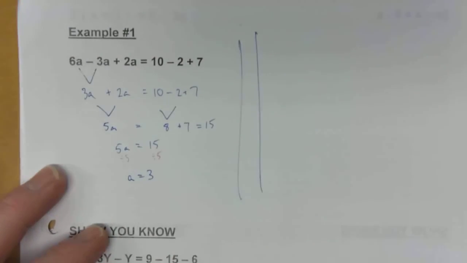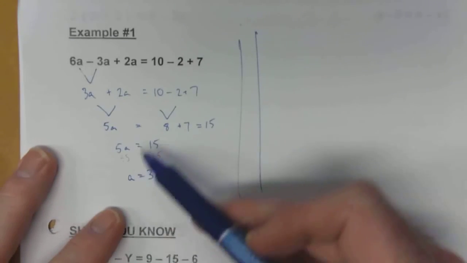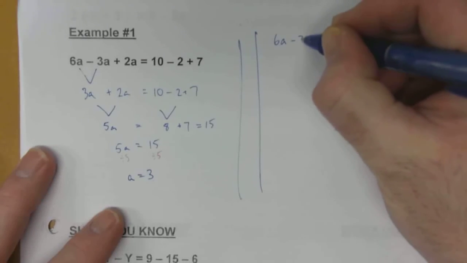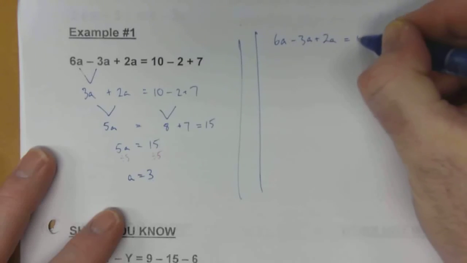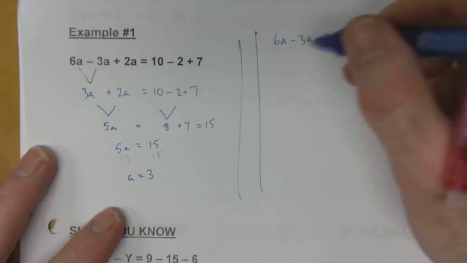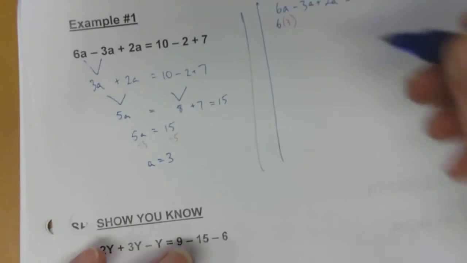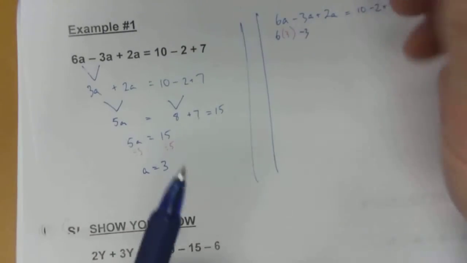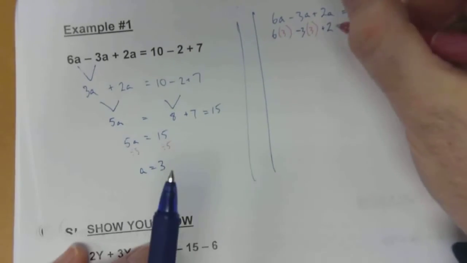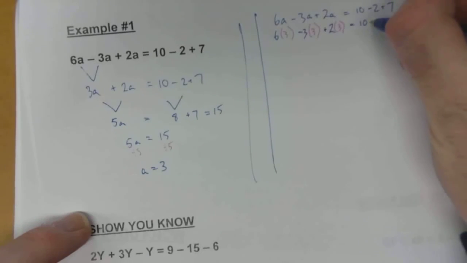Now, of course, you can do a check, and when you do that, you take your value of 3 and you substitute it wherever you see an a. So we'll rewrite the equation. And then we will substitute in our value of 3. So this becomes 6 times 3 minus 3 times 3 plus 2 times 3. And then the right hand side is going to stay the same.